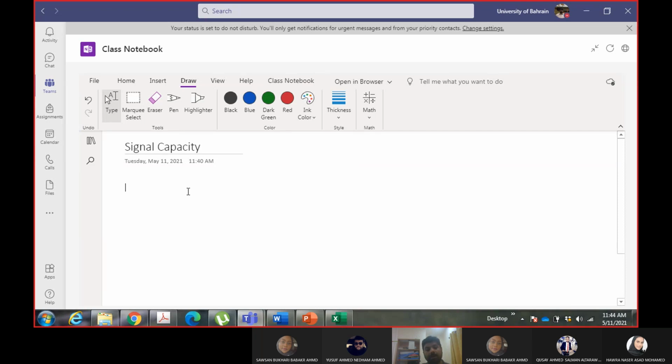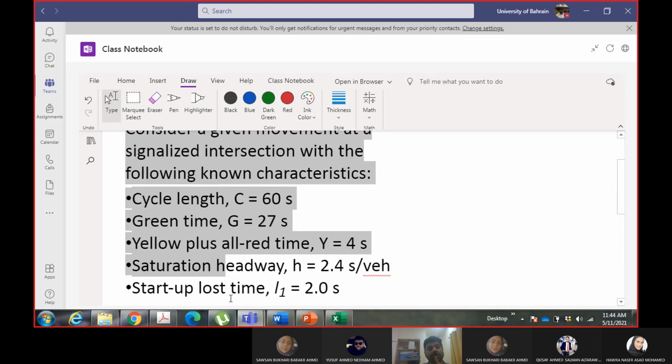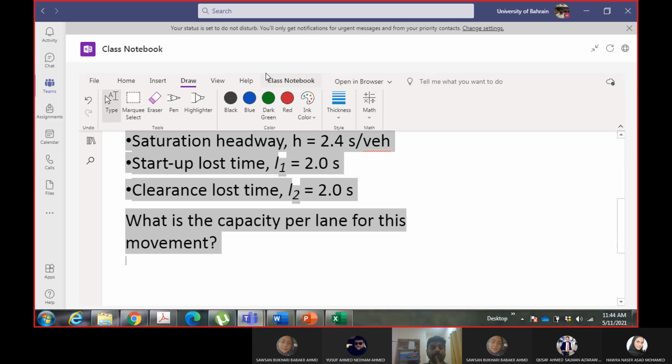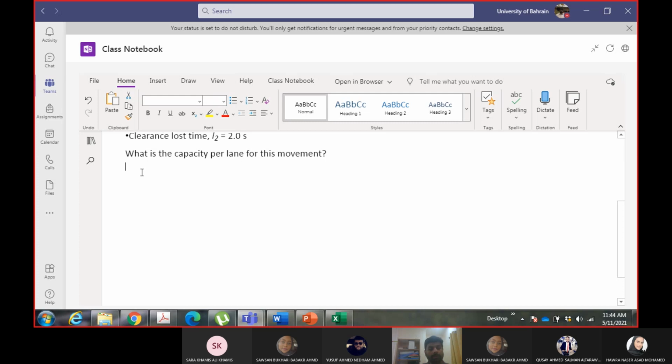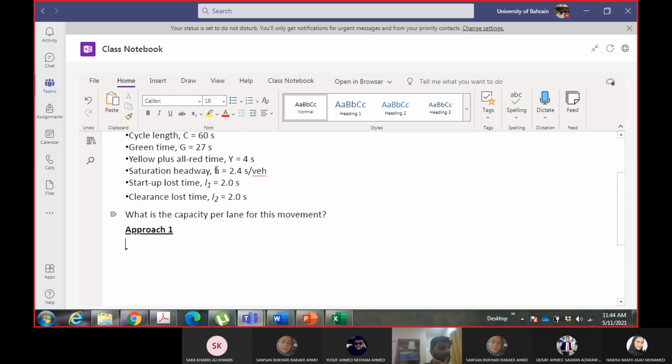Now keep one thing in mind, it is for a movement, and I will show you two approaches for calculating the capacity. Let me start with approach 1. In approach 1, I will use the saturation headway and saturation flow rate. Saturation headway is given. Saturation flow rate is calculated as the inverse of the saturation headway.